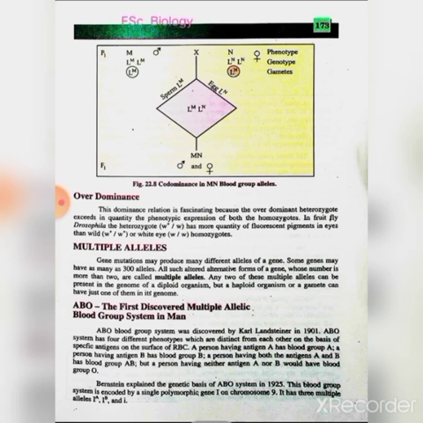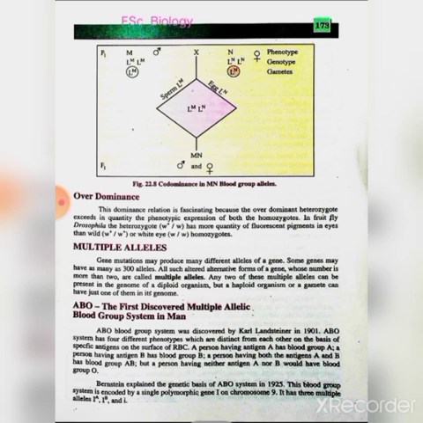Next is the ABO system, the first discovered multiple allelic blood group system in man. The ABO blood group system was discovered by Carl Landsteiner in 1901. The ABO system has 4 different phenotypes which are distinct from each other on the basis of specific antigens on the surface of the RBC. A person having antigen A has blood group A. A person having antigen B has blood group B. A person having both antigens A and B has blood group AB. But a person having neither antigen A nor B would have blood group O.